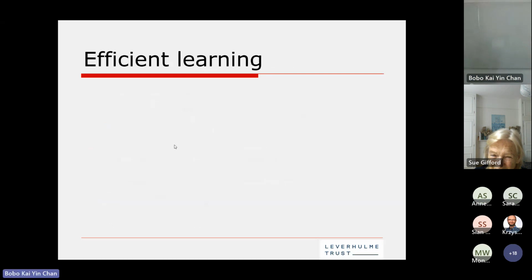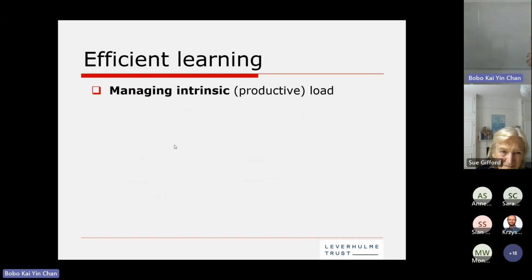So just to finish with this, from the point of view of cognitive load theory, what is efficient learning? To make learning efficient, we need to manage cognitive load. We need to manage intrinsic cognitive load, which is productive. We need to manage it, not always reduce it. Sometimes we need to increase it, because that is relevant load.